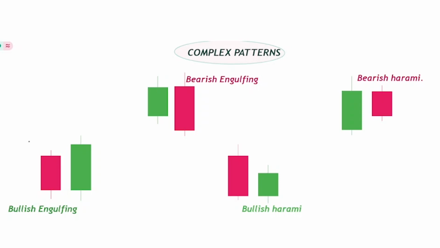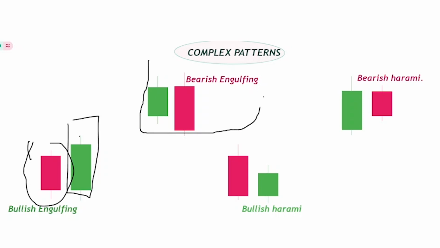The first candlestick is a small bearish, and the next candlestick is a big bullish. This bullish candlestick will be engulfing the bearish candlestick, covering the bearish candlestick. I will explain them from the examples. We also have a bearish engulfing. The first candlestick is a small bullish, and the next candle is a big bearish, which is bigger than the previous candle and covers it.